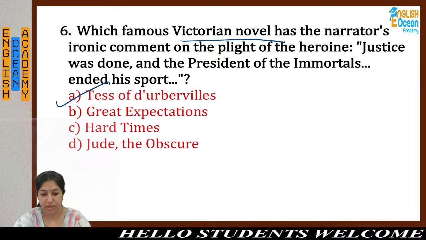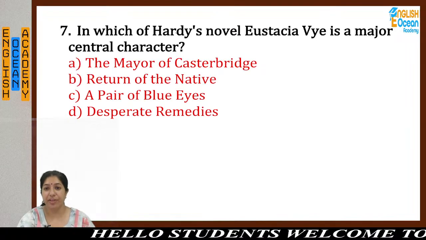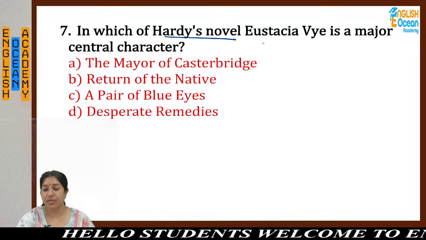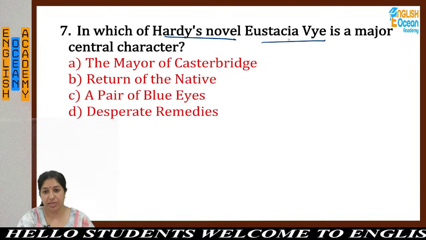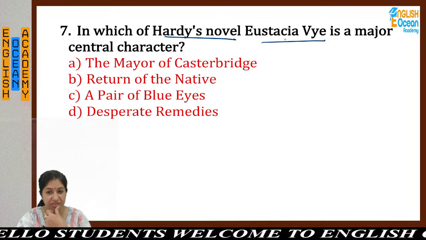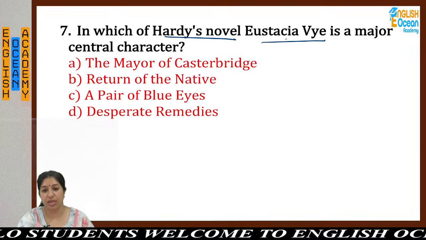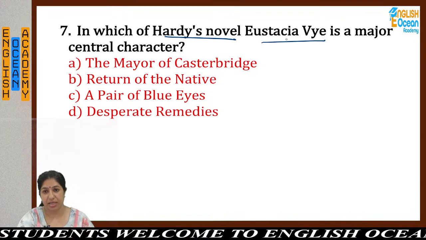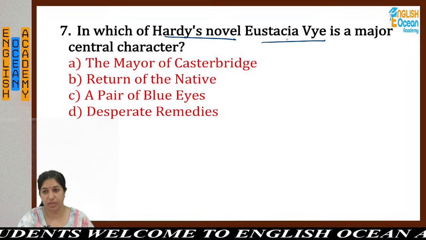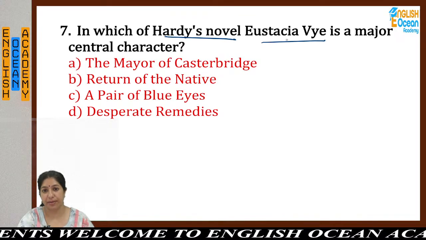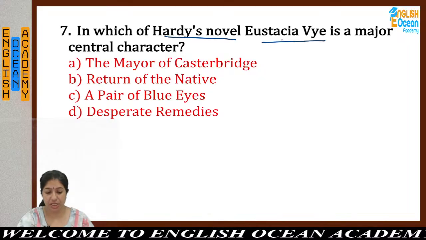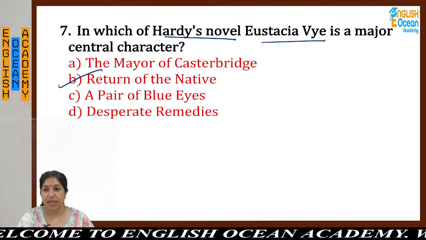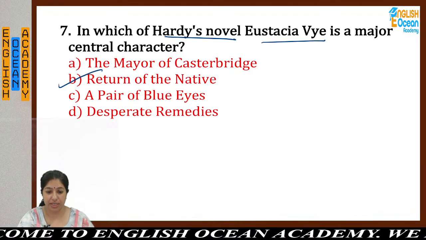In which of Hardy's novels is Eustacia Vye a major central character? The Mayor of Casterbridge, The Return of the Native, A Pair of Blue Eyes, or Desperate Remedies? Yes, absolutely right, it is in the novel The Return of the Native.